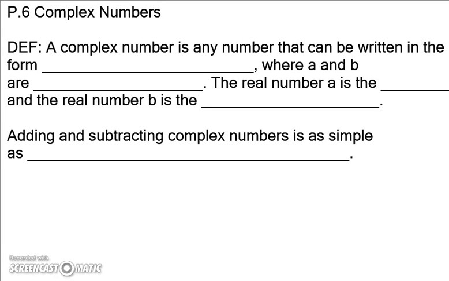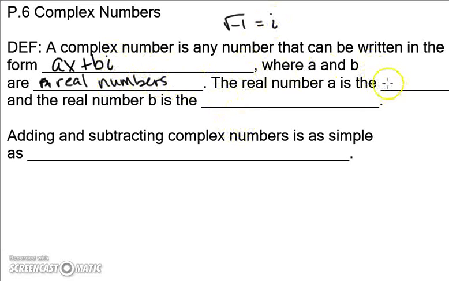Alright, in this video we're going to talk about complex numbers. A complex number is any number that can be written of the form a + bi, where a and b are both real numbers, and i is the imaginary constant, where we should remember that the square root of -1 is equal to i. So that's what the i is.